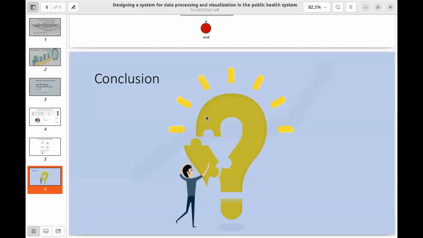As a conclusion, it can be stated that the implemented part of the system, as well as the planned future implementation, successfully meets the set goals of the project: investigation of immunization coverage and public attitudes during a pandemic. Thank you for your attention.